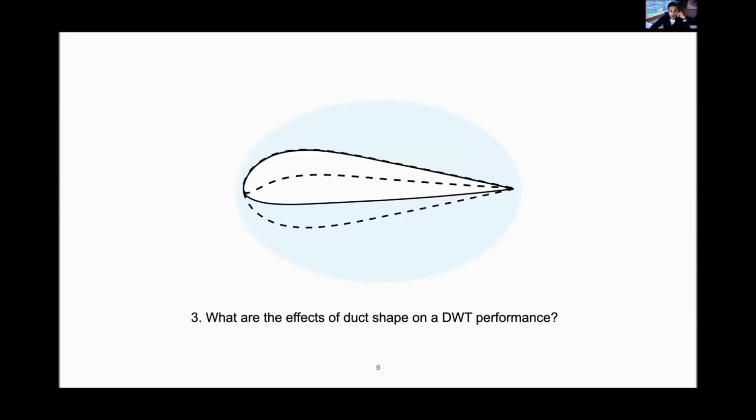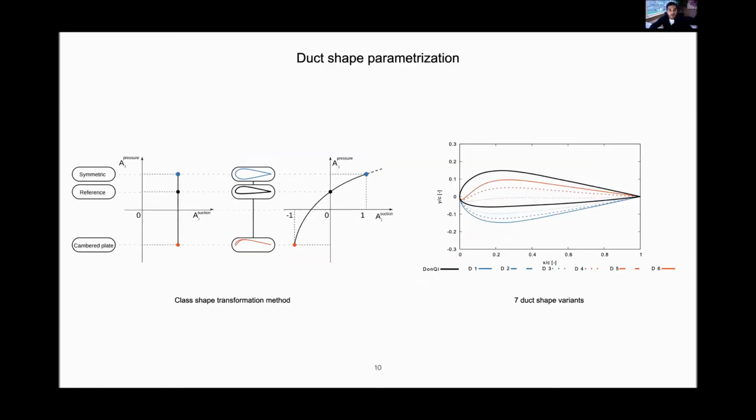So coming on to the second question, what would be the effect of duct shape on the DWT performance? If you happen to see, various commercial players have experimented with different shapes of the duct in order to enhance the aerodynamic performance. So this led us to try out a simple method which is based on a class transformation method.